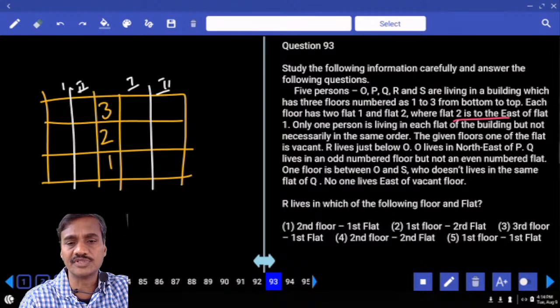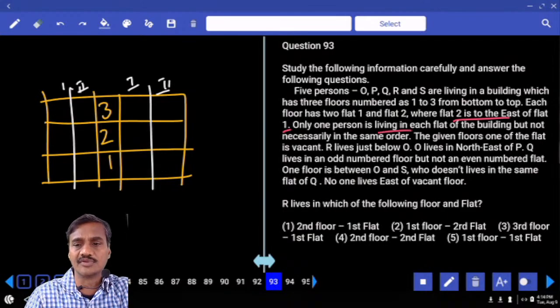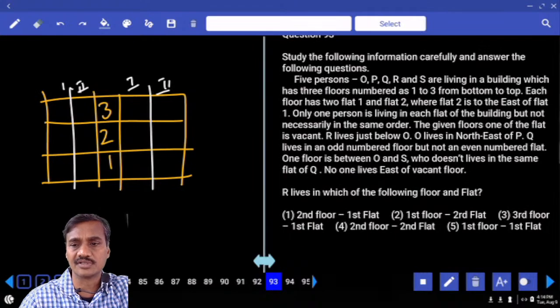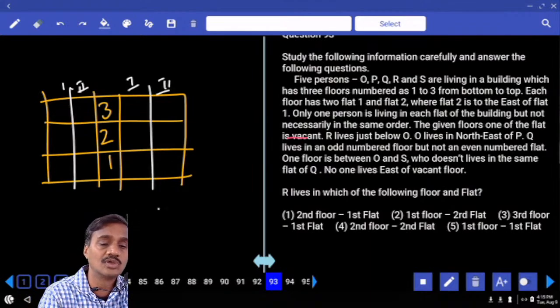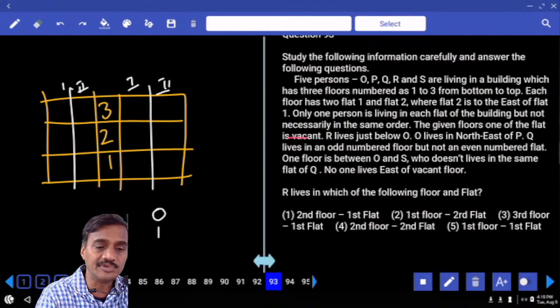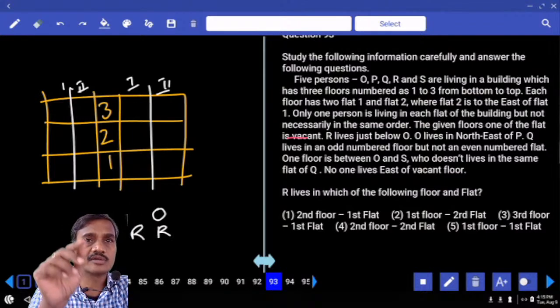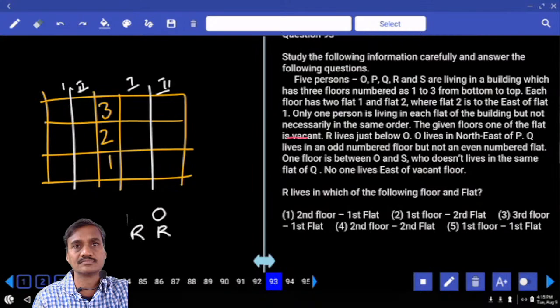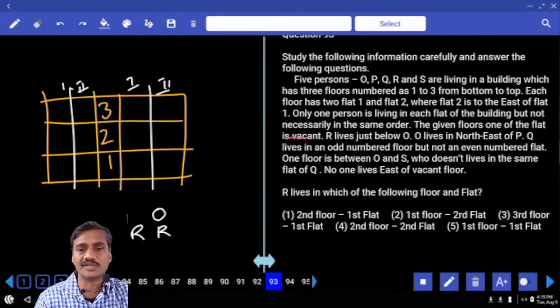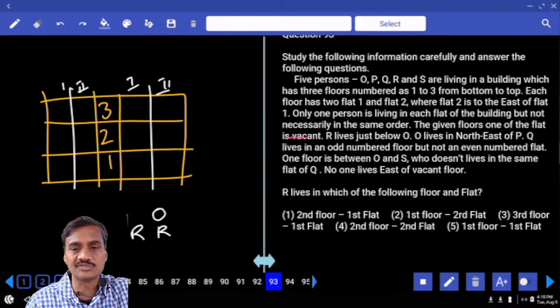Flat 2 is to the east of flat 1, clearly given. Only one person is living in each of these flats of the building, but not necessarily in the same order. Of the given flats, one is vacant. Among these 6, there are only 5 persons, which implies there is one flat that is vacant. R lives just below O. R is just below O, maybe in the same flat or in the next flat. That means O and R must be in adjacent floors.